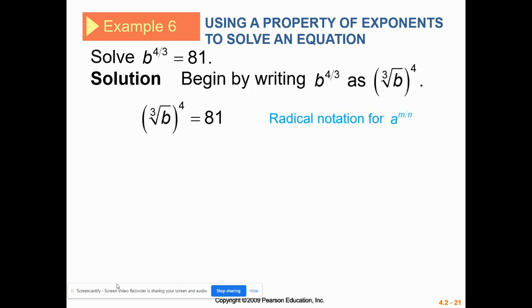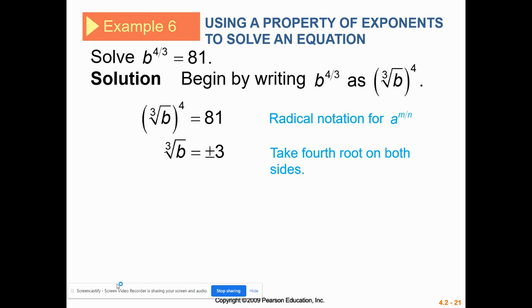The last example, b to the 4/3 equals 81. This last example is a little different because the variable b is not in the exponent spot. So this is not really an exponential equation. We already know how to solve this. We're going to change the 4/3 exponent into the cubed root of b to the 4th power, and then go from there. We're going to take the 4th root of both sides to get rid of the 4th power.